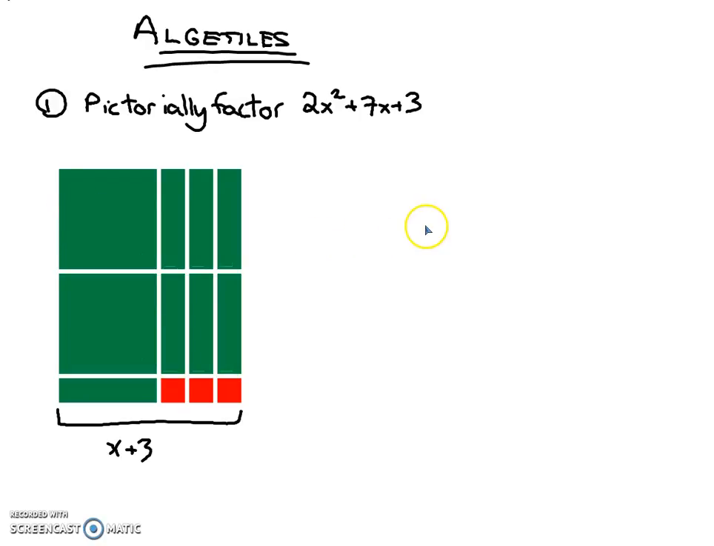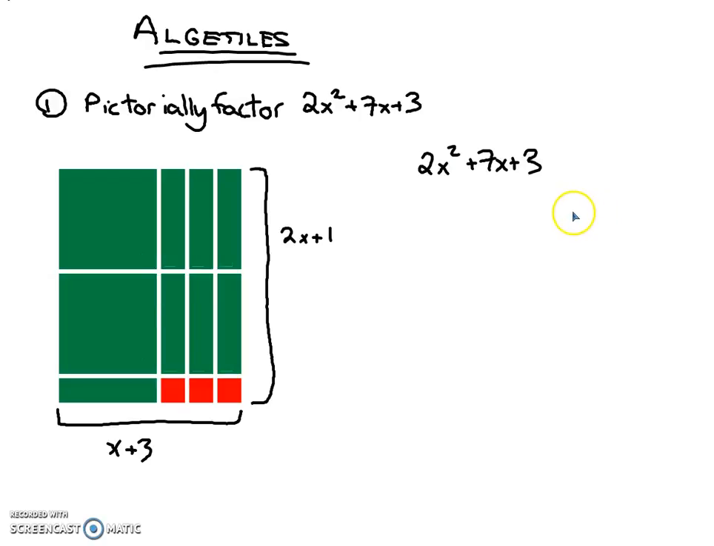Now we can verify by counting our sides to express our answer symbolically. Looking at our bottom side, we have x and then 3 1s, so x plus 3 on this side, and on our other side we have 2x plus 1. Remember to symbolically express your answer as well. So we can say 2x squared plus 7x plus 3 is equal to x plus 3 times 2x plus 1. The question is done.